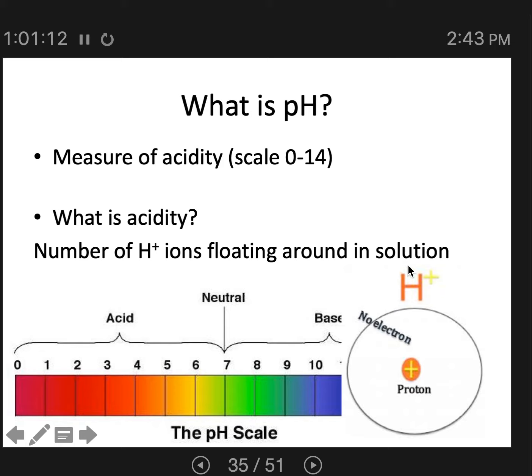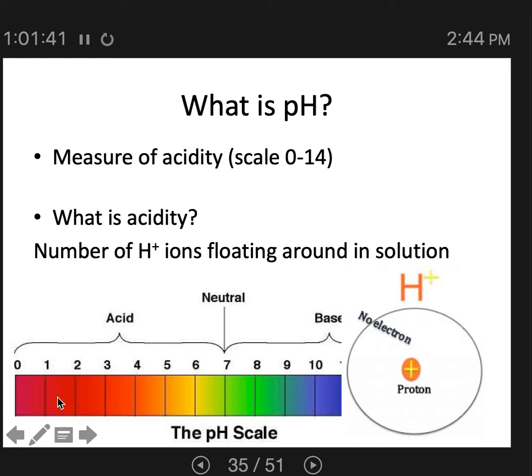Okay, so pH is a measure of hydronium ions in solutions. The more acidic, the more hydronium ions there are. Okay, so acids have a lot of hydronium ions. Bases have very, very few hydronium ions. Okay, now this is counterintuitive because the more acidic it is, the lower the pH, right?